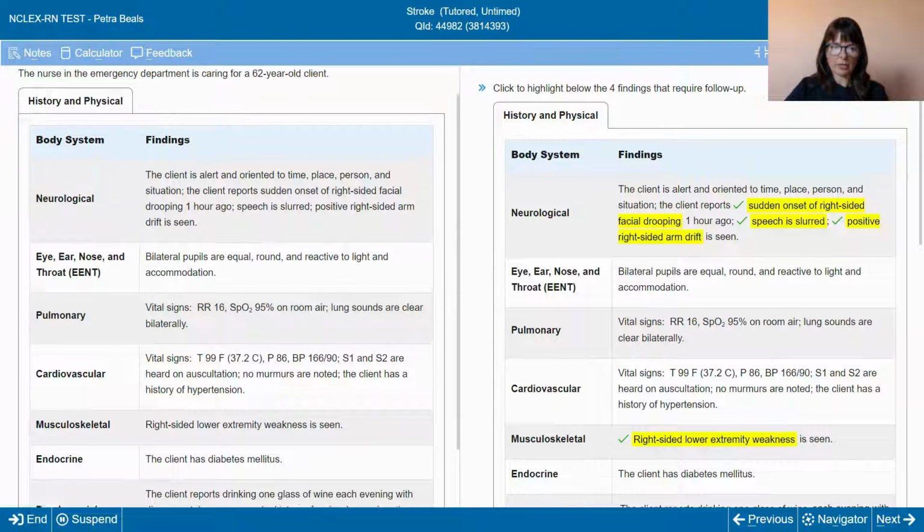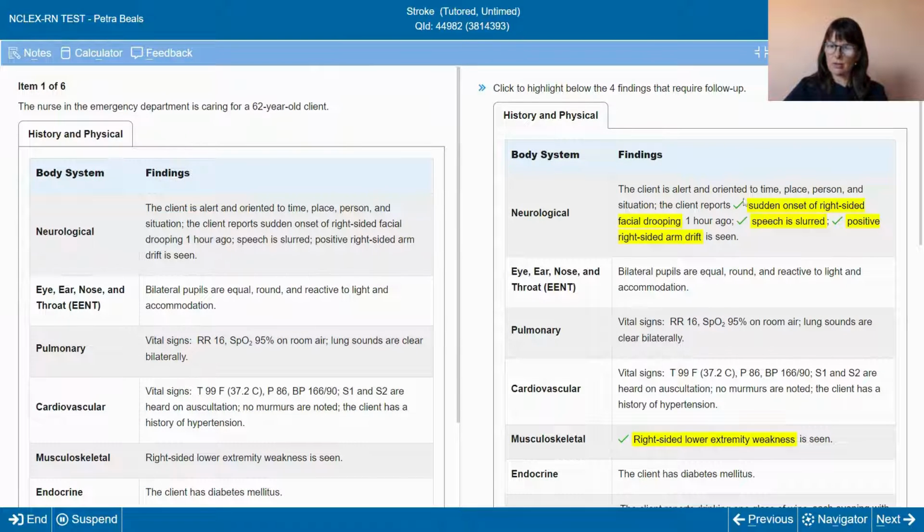follow-up. In this particular case, this patient is alert and oriented to person, place, and time and situation, but they report a sudden onset of right-sided facial drooping 1 hour ago, slurred speech, positive right-sided arm drift. So right away, your alarm bell should be going on and saying this is an abnormal assessment finding.